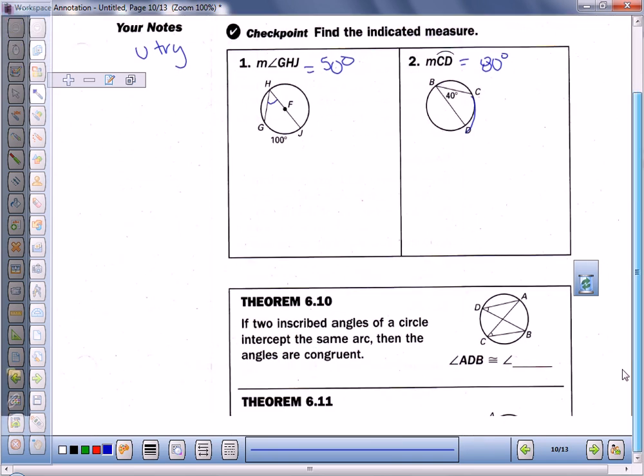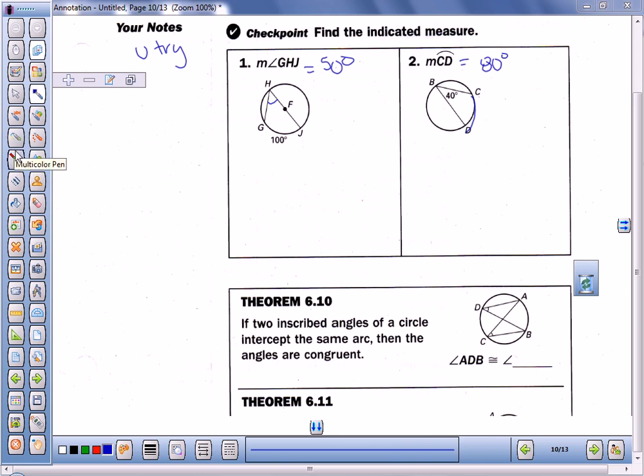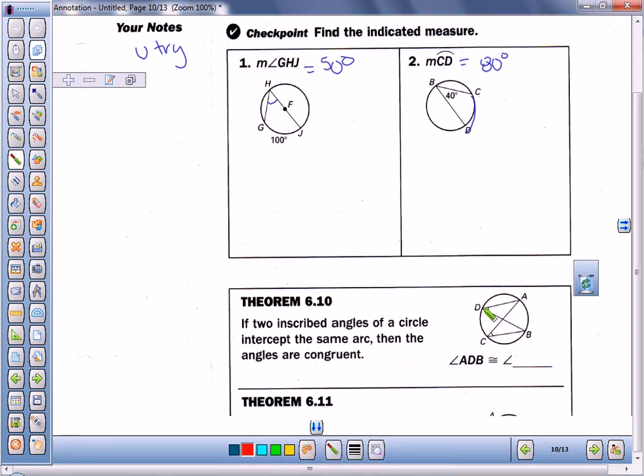Okay, let's look at this carefully, guys. If two inscribed angles of a circle intercept the same arc, then the angles are congruent. So if we look at this, do you see that angle D and angle C intercept that arc AB? So whatever AB is, this is half of it, and this is half of the same thing. So don't they have to be the same? Yes. So whenever we have inscribed angles that intercept the same arc, they must be congruent. So ADB is congruent to BCA.